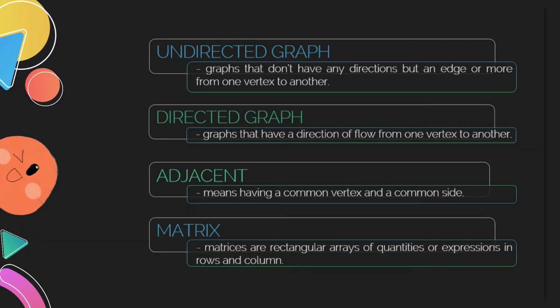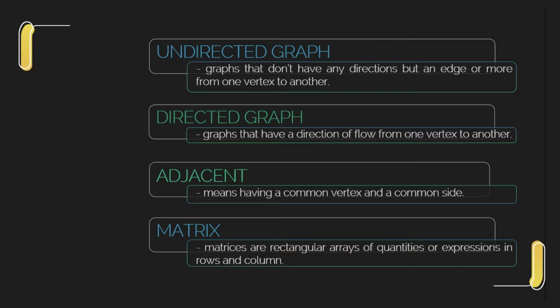Undirected graph. Graphs that don't have any direction but have an edge or more from one vertex to another. Directed graph. Graphs that have a direction of flow from one vertex to another. Adjacent means having a common vertex and a common side or edge. Matrix. Matrices are rectangular arrays of quantities or expressions in rows and columns.